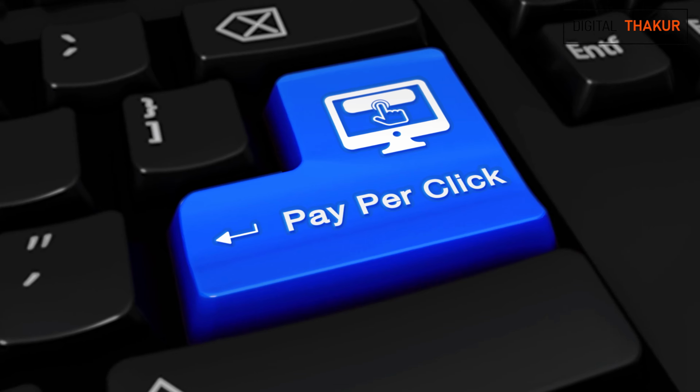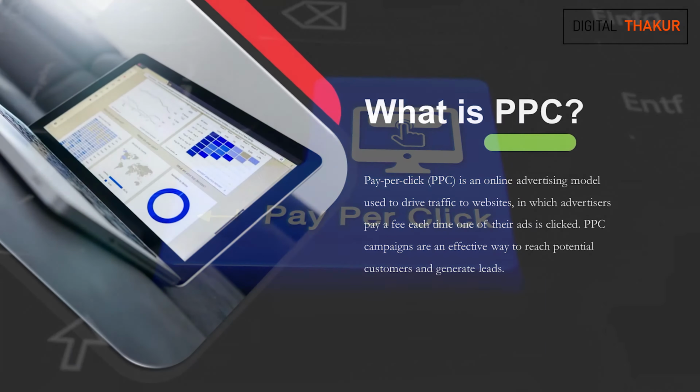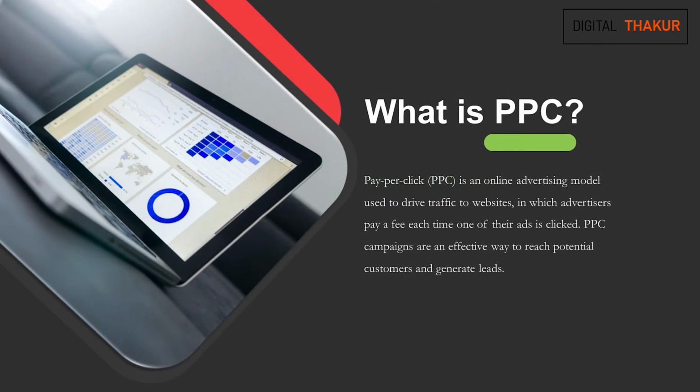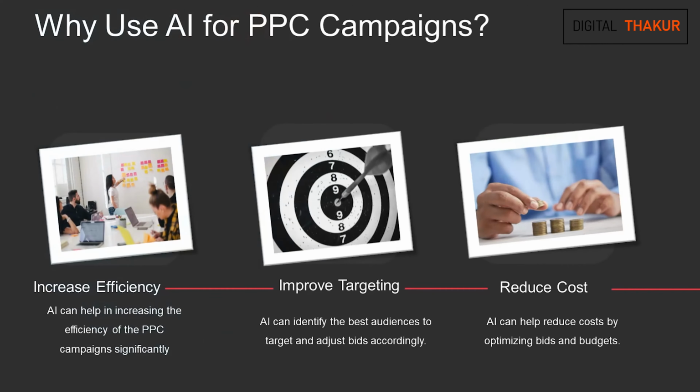What is PPC? Pay-per-click is an online advertising model used to drive traffic to websites in which advertisers pay a fee each time one of their ads is clicked. PPC campaigns are an effective way to reach potential customers and generate leads. Why use AI for PPC campaigns?